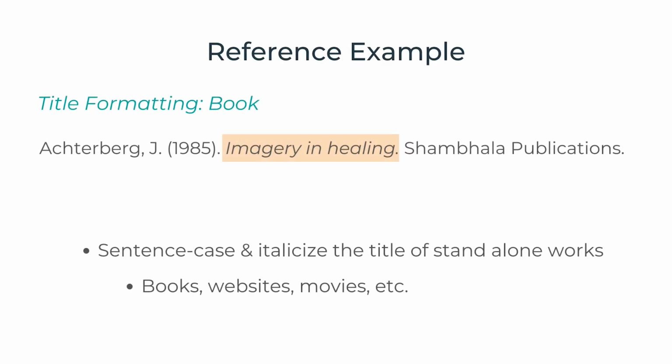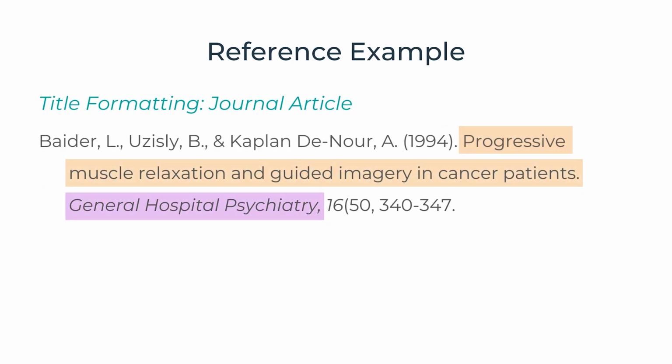If the work is a book, you're also going to use sentence case, but you'll italicize the work because you'll always italicize standalone works. This is also the format you'll use for the names of web pages, movies, and other standalone works. The only time you'll use italics and capitalize the title is when you're citing a periodical. So here, for example, you have the title of the article in unitalicized sentence case, and then the title of the journal is capitalized. And as a side note, unlike other citation styles, the title of the journal is never abbreviated in the APA references page.